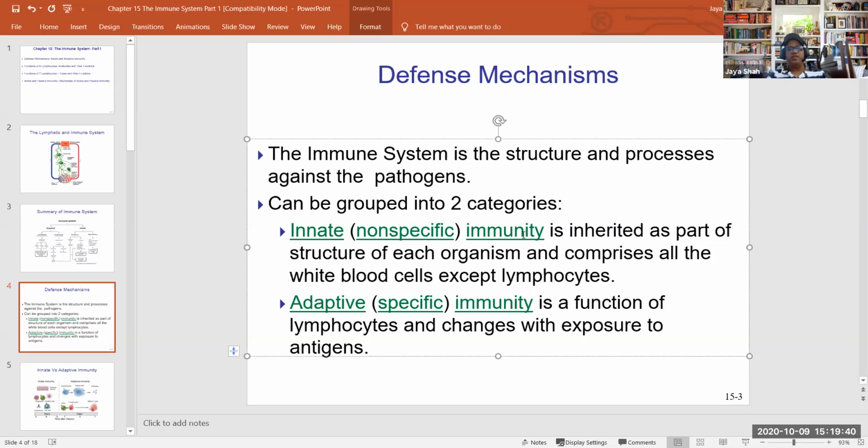Innate or non-specific immunity is inherited as part of the structure of each organism and comprises all the white blood cells except lymphocytes. So innate immunity is part of your body as well as all white blood cells except the lymphocytes. Whereas adaptive or specific immunity is particularly the function of lymphocytes. And this adaptive or specific immunity changes only with exposure to a particular microorganism, that means their antigens.